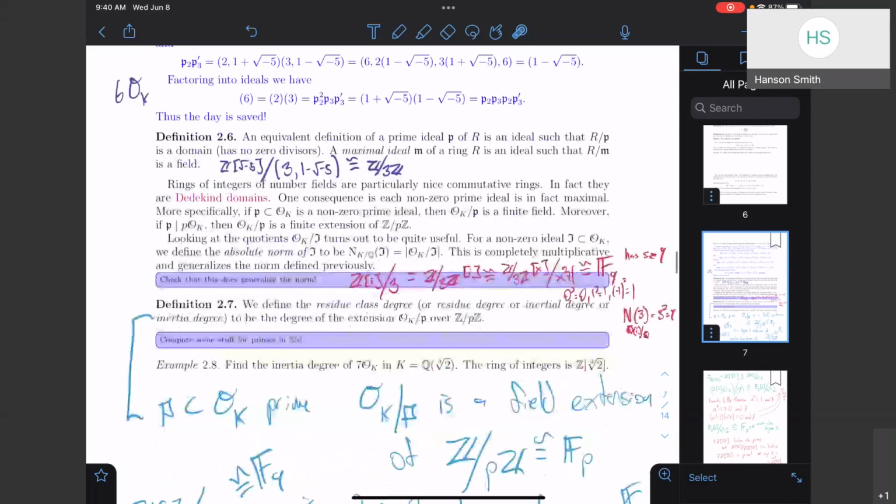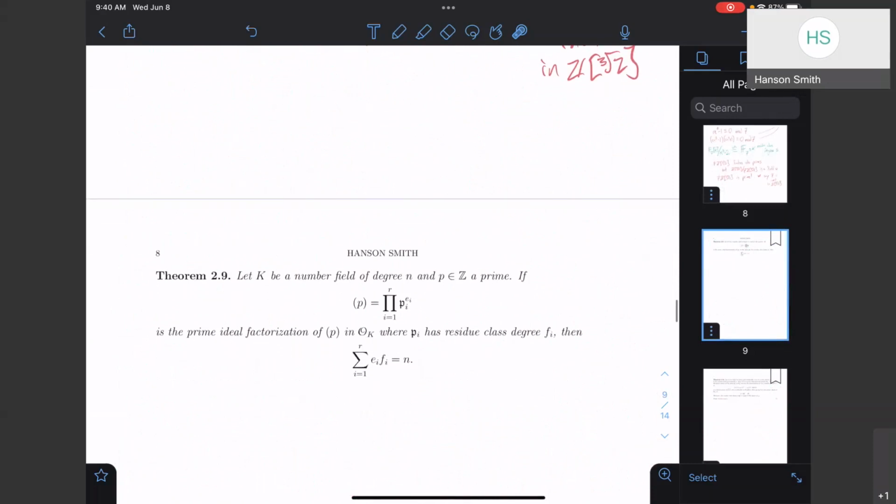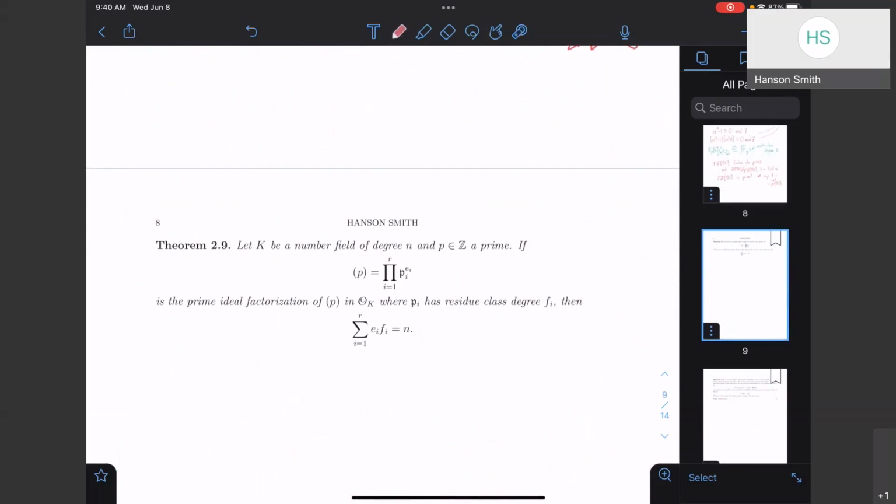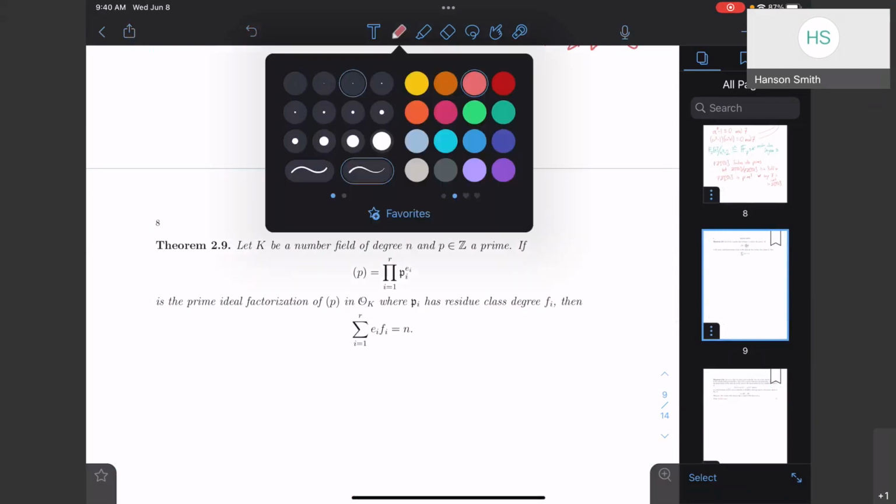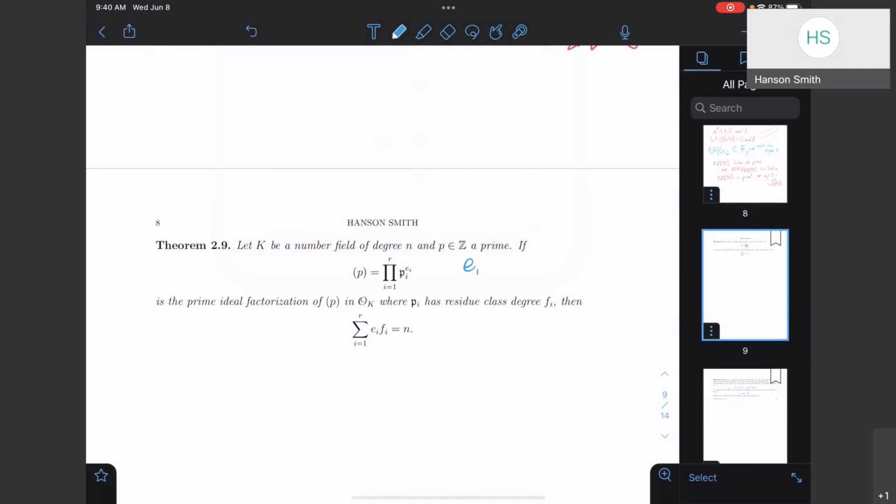I should, let's see, down here I'll go ahead and say this e_i right here is called the ramification index.